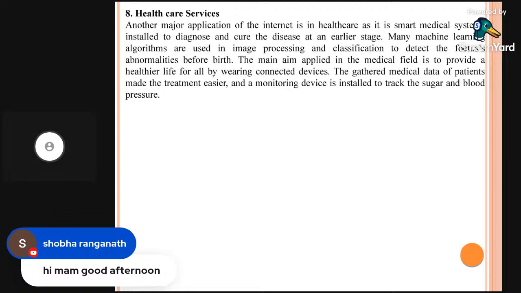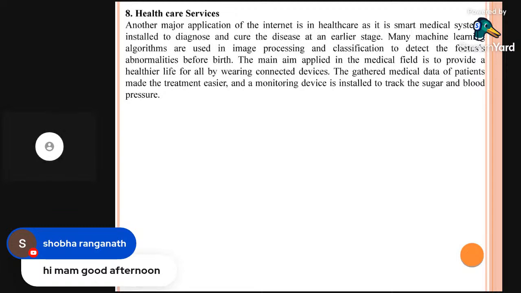Then the main aim applied in the medical field is to provide a healthier life for all, with wearable connected devices. So to gather the medical data of patients, make the treatment easier, and monitoring devices are installed to track the sugar and even the blood pressure. All such things are done with the help of the internet.